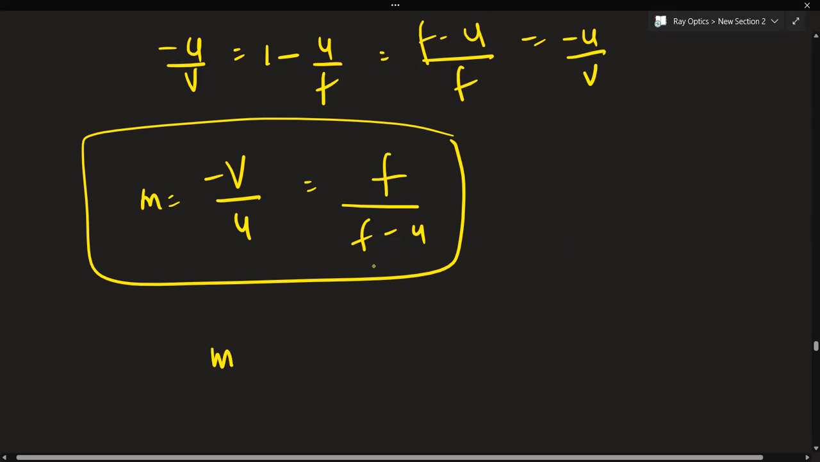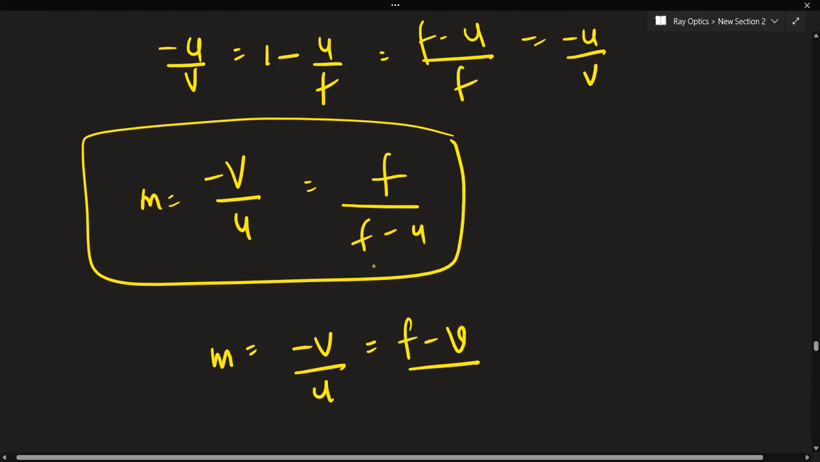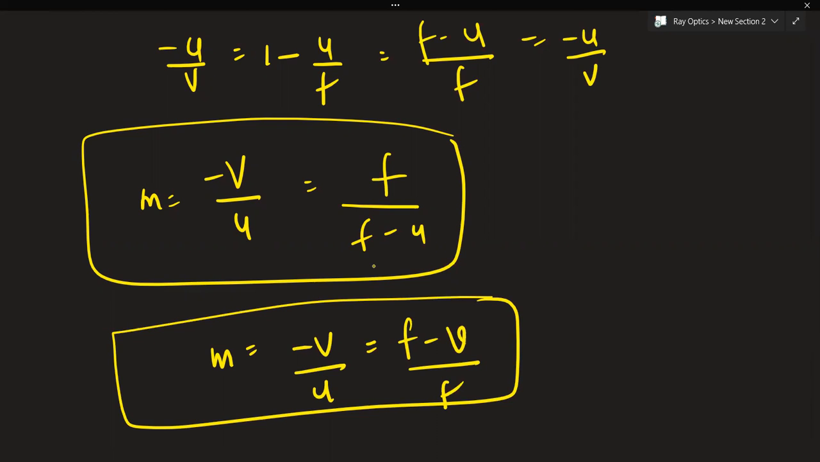If you get it for V and F, magnification will be minus V by U, that is F minus V by F. This is what you will get for V and F. So if F and V are given, use this formula directly, F minus V by F, that will give you the magnification. Or substitute using the mirror formula, get the value of U, and put it here. This is nothing new, I have just interchanged the terms.